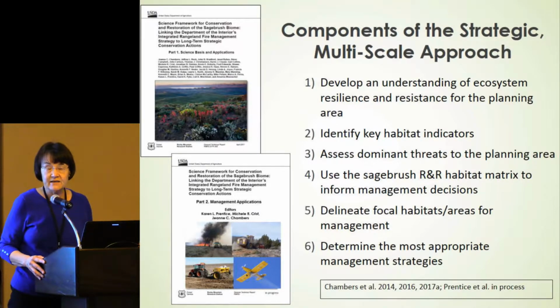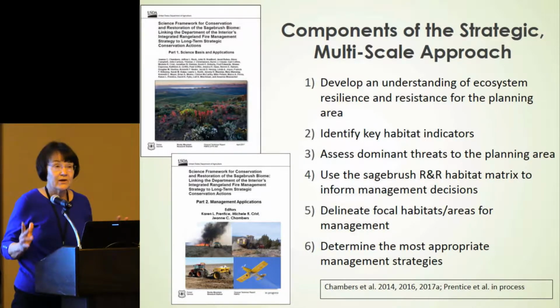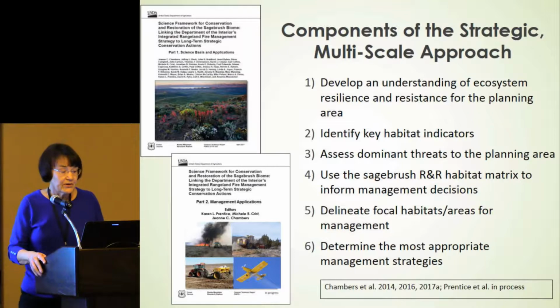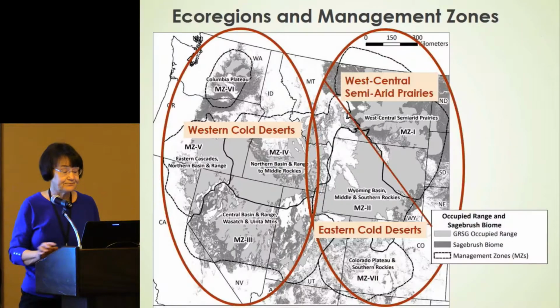As Karen indicated, the science framework really focuses in on sage-grouse, but it also discusses using indicators for other species and resource values. The third component is really to assess the dominant threats in the planning area, and then the following components use the sagebrush habitat resilience and resistance matrix along with the other components really to delineate focal habitats or areas for conservation and restoration investments and to determine the most effective management strategies.